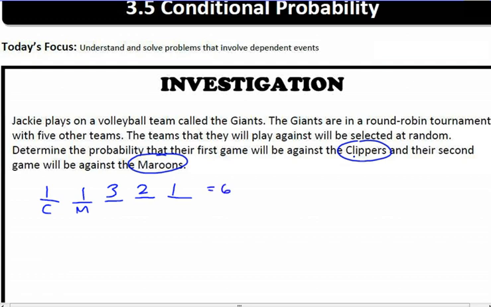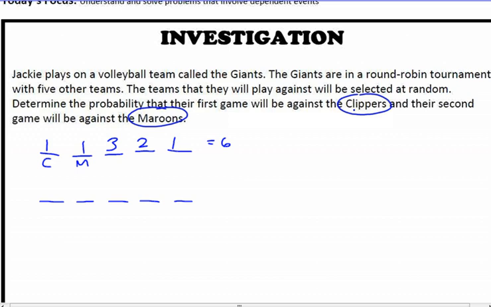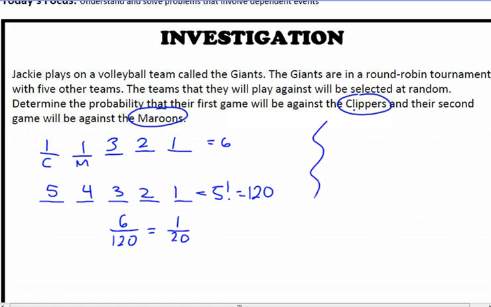How many total ways can we do a round robin? How many choices do I have for this first spot? How many teams do we have? 5. So 5, how many left to choose from? 4, so it's 5 factorial. What's 5 factorial? 120. So what's our probability of having C first, then M? 6 over 120, or 1 over 20. Do you agree with that? Yep. Okay, I'm going to show you another way.